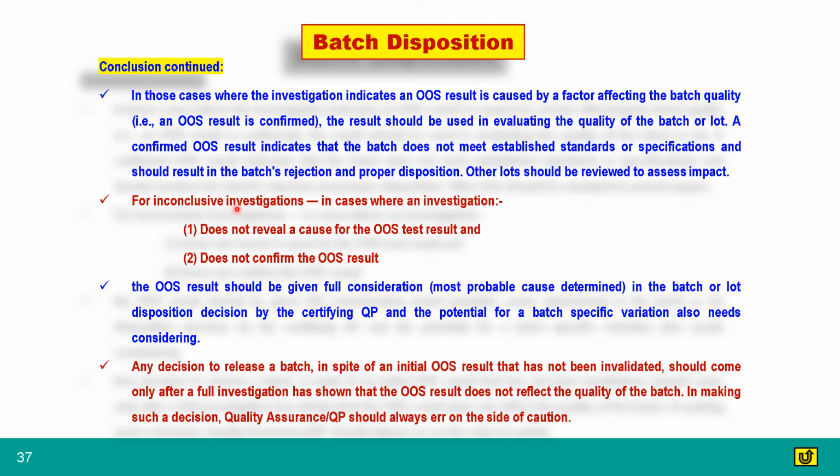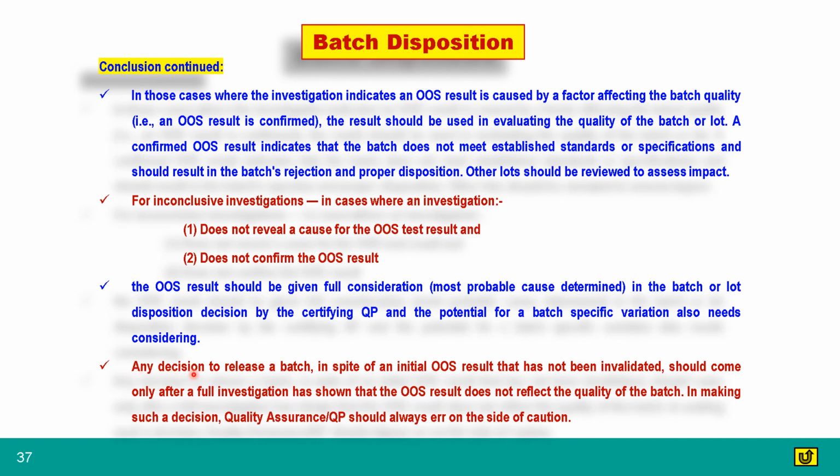For inconclusive investigations, in cases where an investigation 1. Does not reveal a cause for the OOS test result and 2. Does not confirm the OOS result. The OOS result should be given full consideration, most probable cause determined, in the batch or lot disposition decision by the certifying QP, and the potential for a batch-specific variation also needs considering.